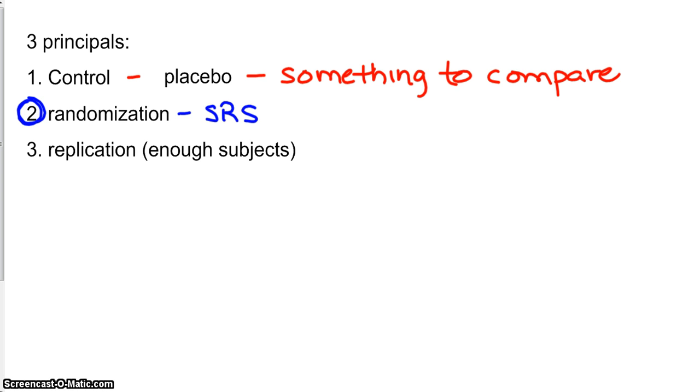Third thing we need is replication. We need enough subjects. I can't do an experiment with 5 people in each group and trust the results. So we need a large number of subjects, or we could also replicate the experiment and do it over again, multiple times. But these 3 things always should be looked at when I'm setting up any type of experiment.